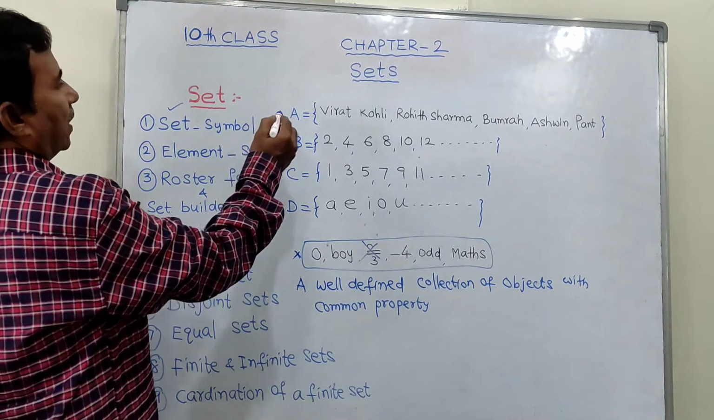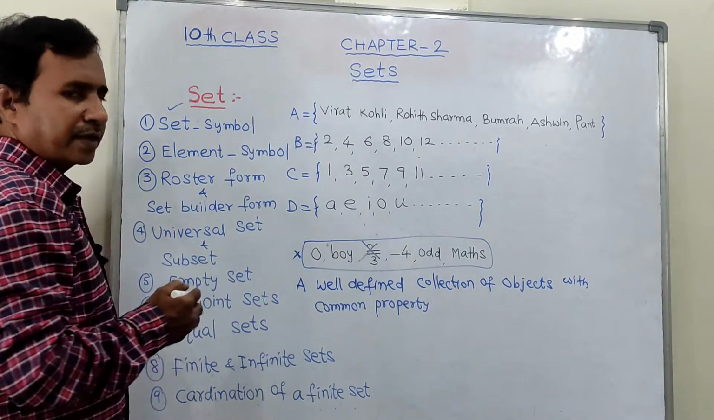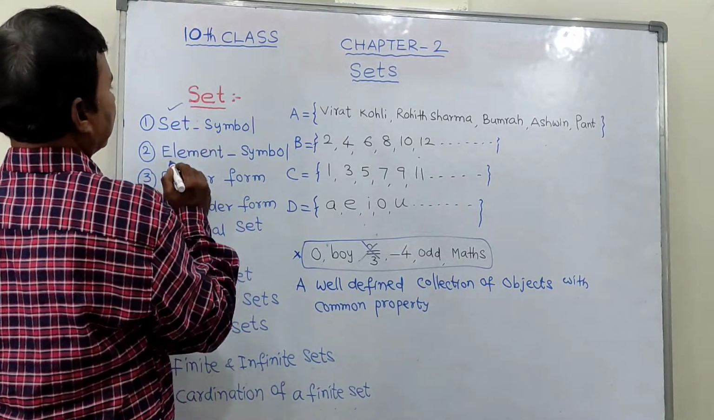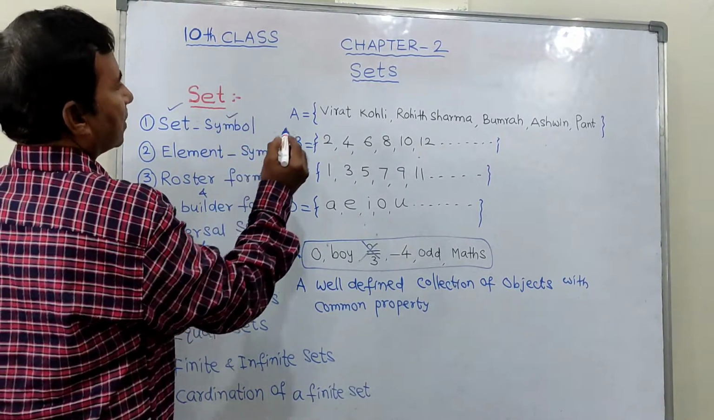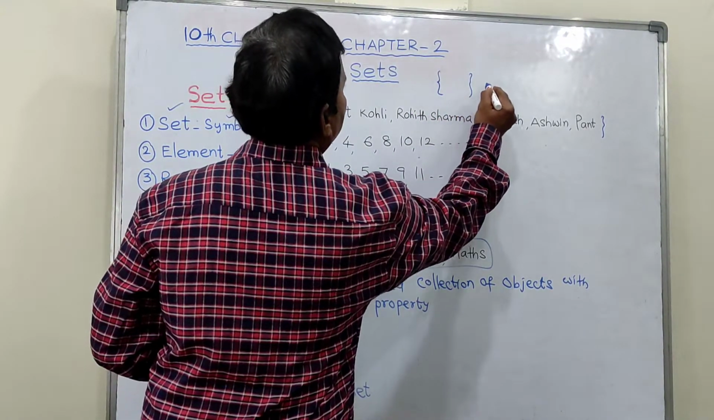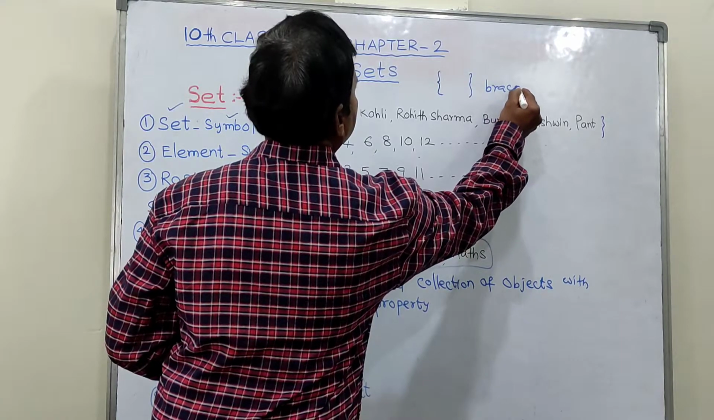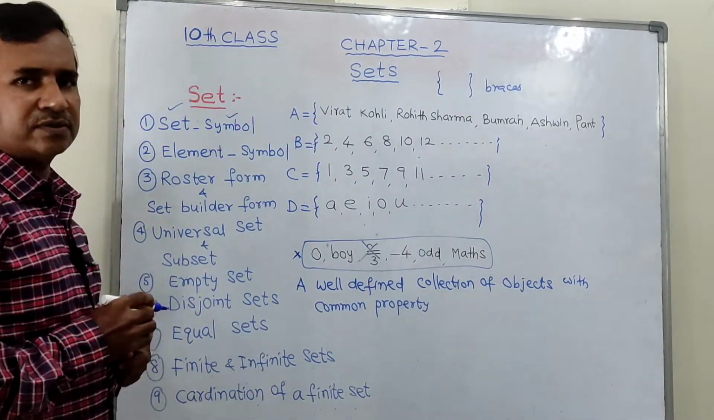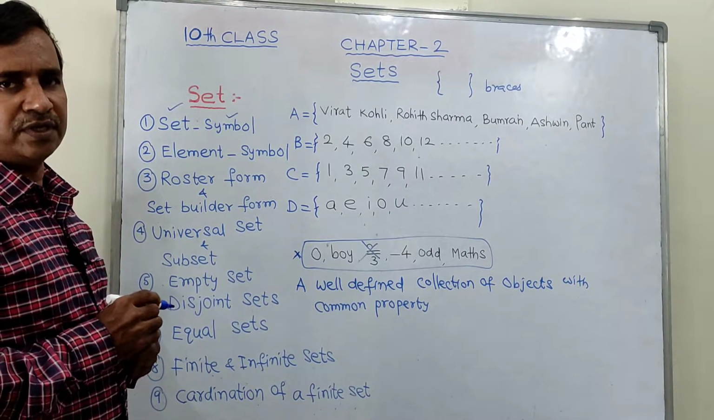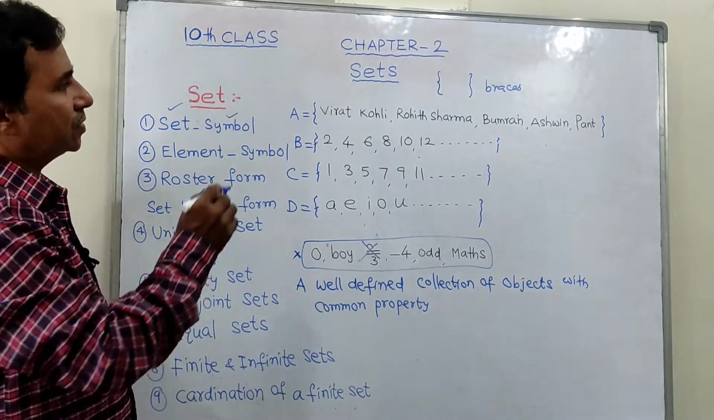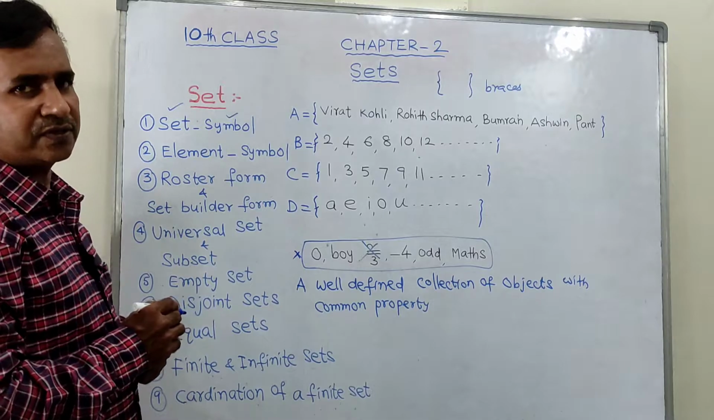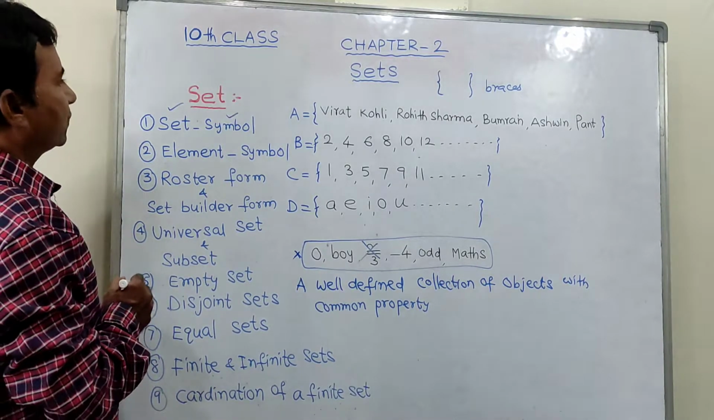So every set we will denote with a capital letter of the English alphabet. And what is the symbol here? This symbol, whatever we have written, we call braces. Braces are the symbol we use for the set, meaning all the collection we will write inside the braces. That is the representation of a set.